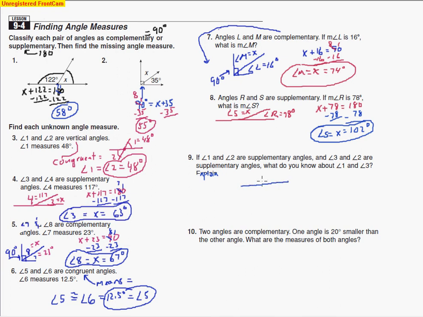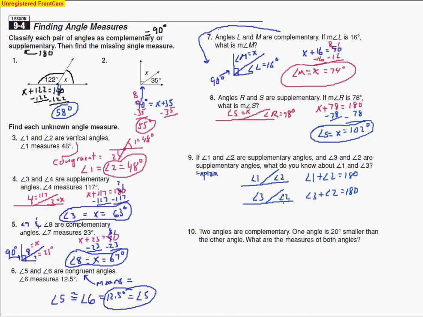So let me draw a picture here. Let's say this is angle 2, and this is angle 1. Supplementary means they add to make 180 degrees. So I know angle 1 plus angle 2 equals 180 degrees. Well, if I was to draw a picture of the next one, remember this is angle 2 again, so angle 2 has to equal the same value. So there's angle 2, here's angle 3. Well, angle 3 plus angle 2 also equals 180 degrees because they're supplementary as well.